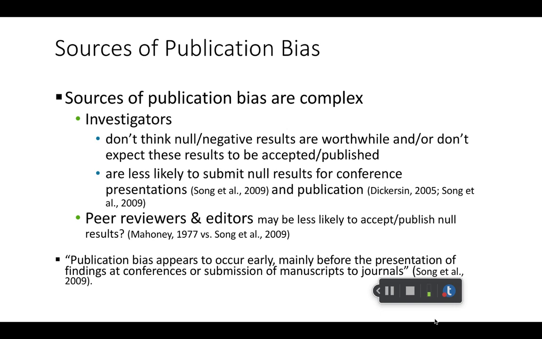So Song and colleagues concluded that publication bias appears to occur very early, mainly before the presentation of findings at conferences or submission of manuscripts to journals. Now, I've done some studies of this myself. In fact, I interviewed an investigator who conducted the largest, most rigorous study ever done on a particular topic that I'll talk about again in a little bit. And this was a very large study. Actually, it was conducted in Ontario, Canada, and it found no evidence that supported the main hypothesis.